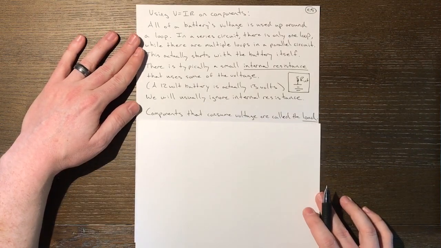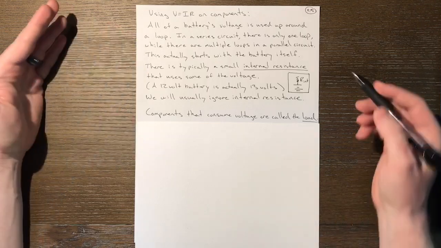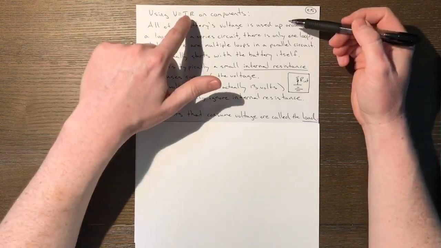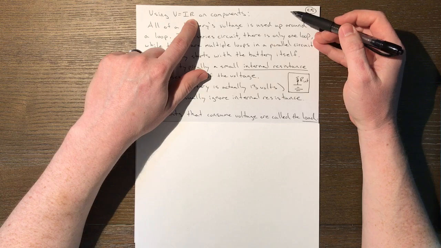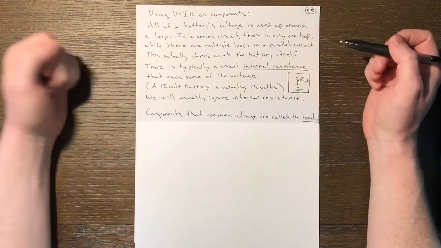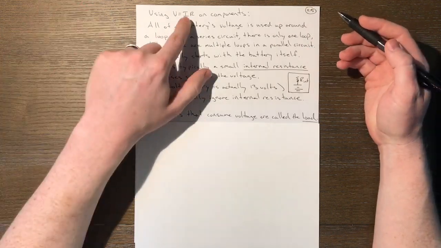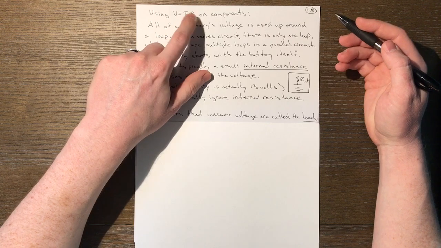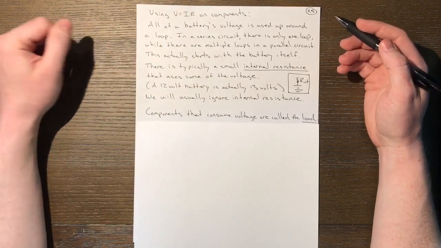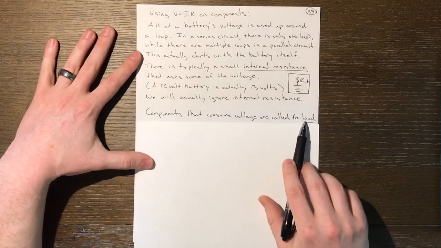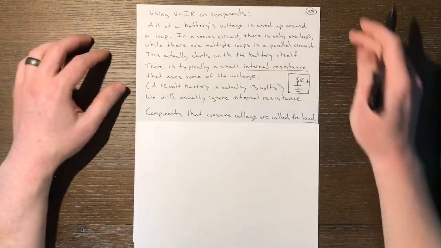All right, so components consume voltage. There is an amount of current flowing through them. There is a resistance that they have, and you can compute the amount of voltage they use by multiplying the current through an object times the resistance of that object. Things that consume voltage are referred to as the load in a circuit.